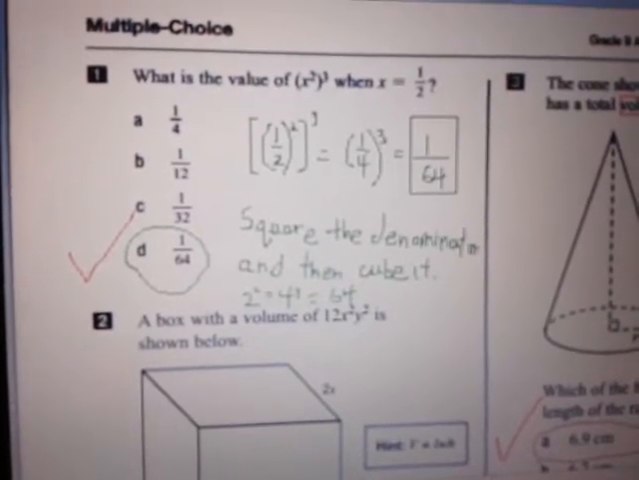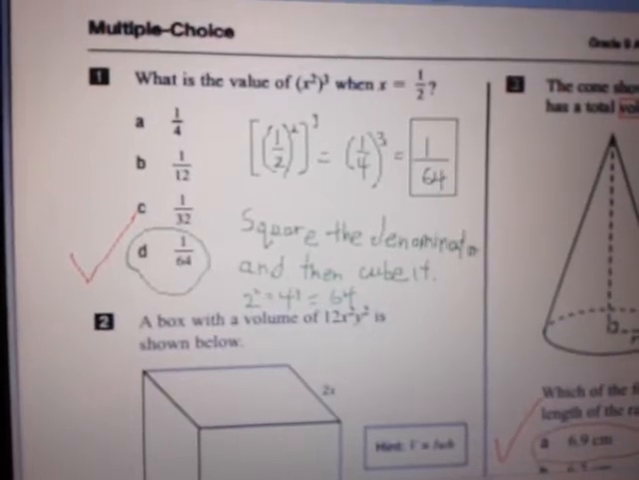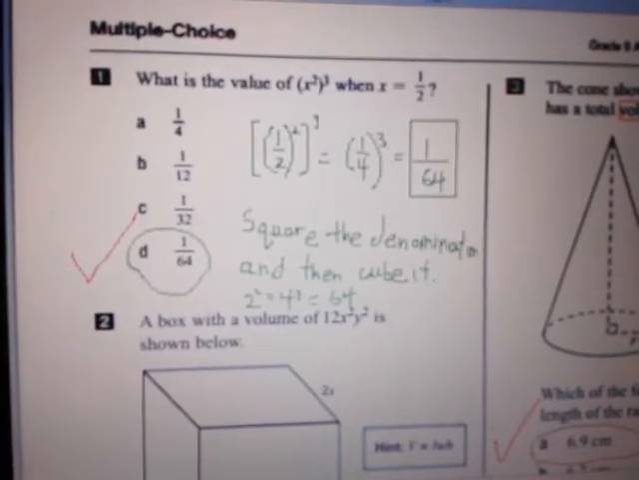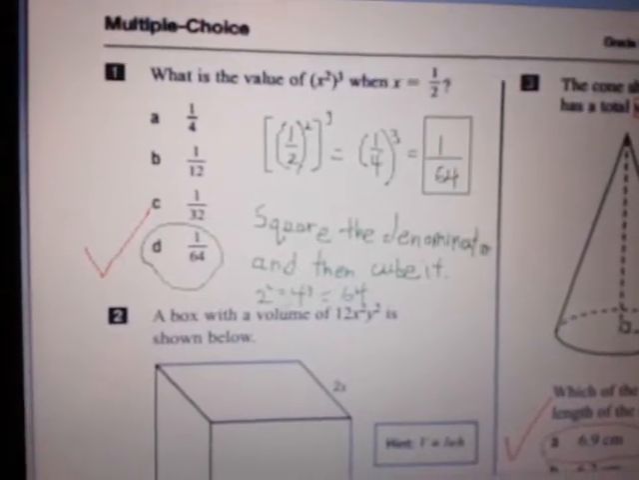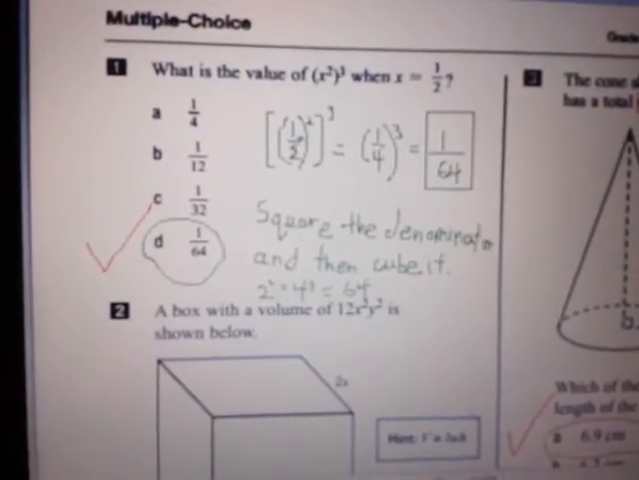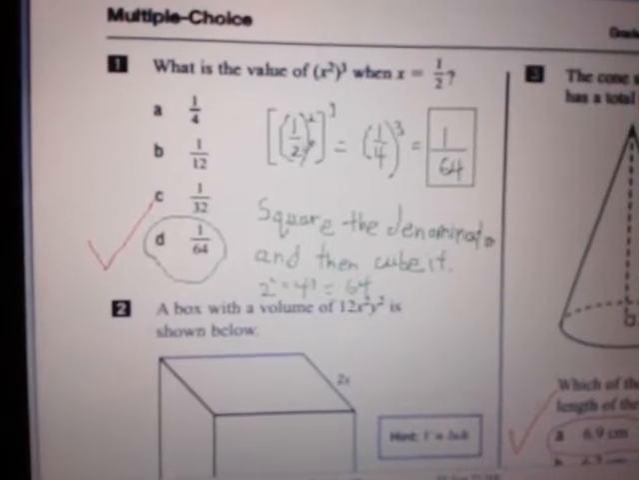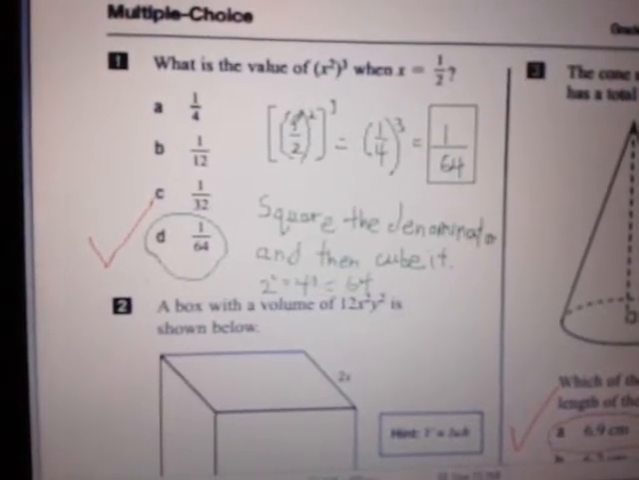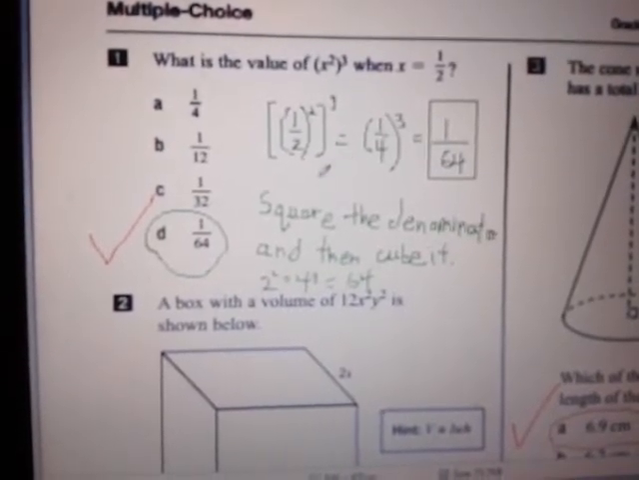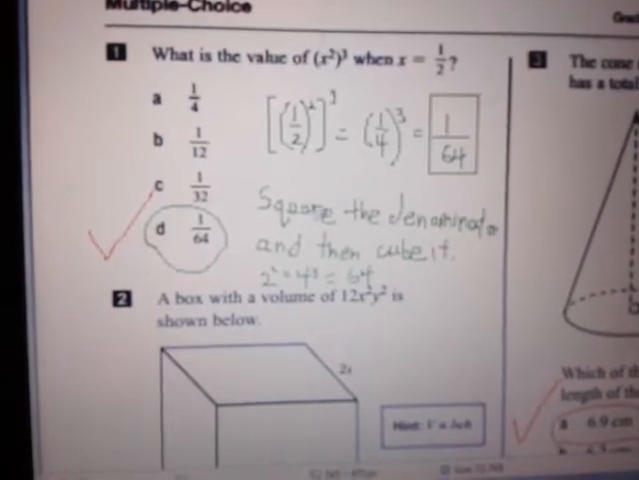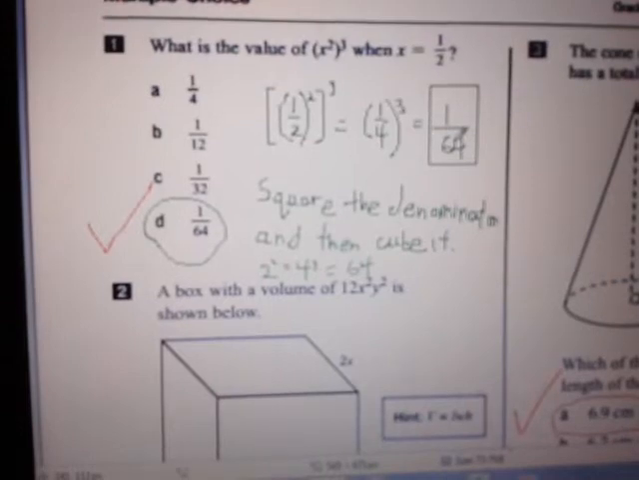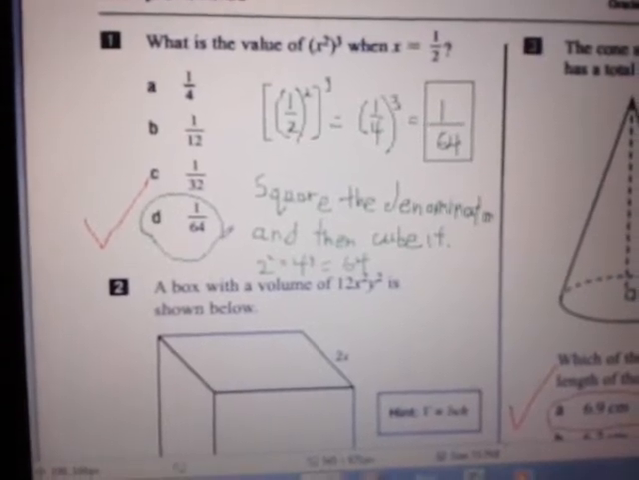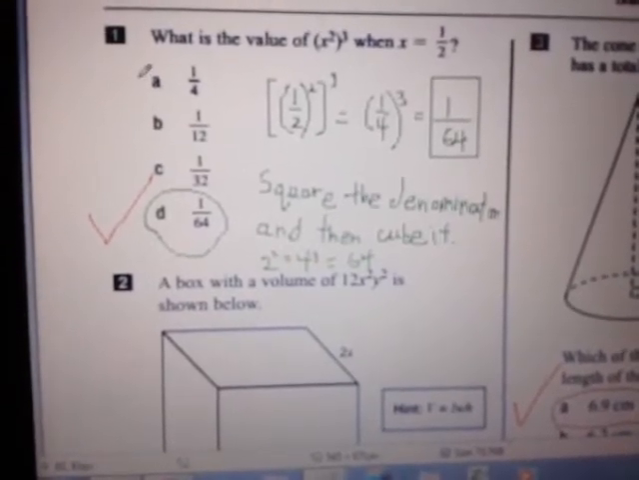So question 1 asks, what is the value of (x squared) cubed when x is equal to 1/2? What you do is pretty simple. You only work with the denominator and not the numerator, as it stays the same at the end. So 2 squared is 4 and 4 cubed is 64. So 1 over 64 is the final answer, which is D for question 1.